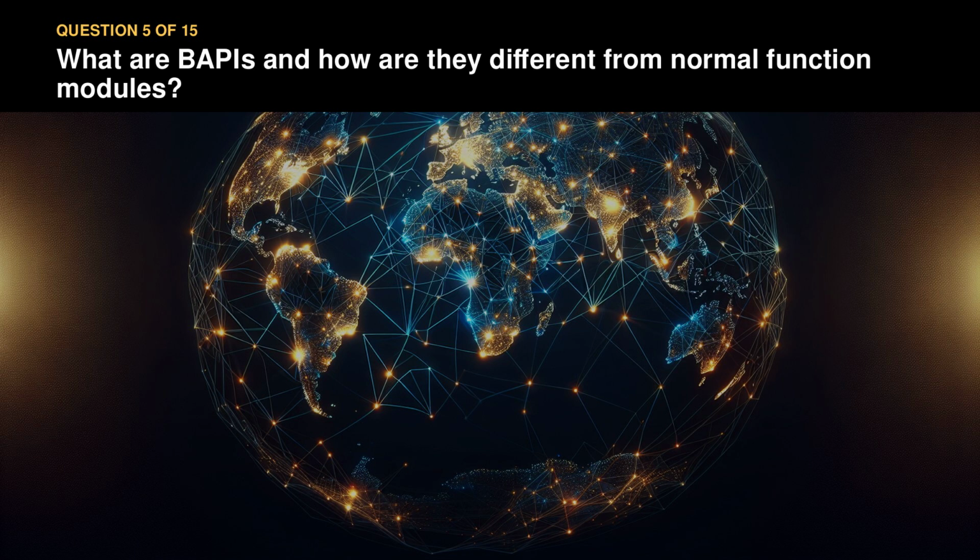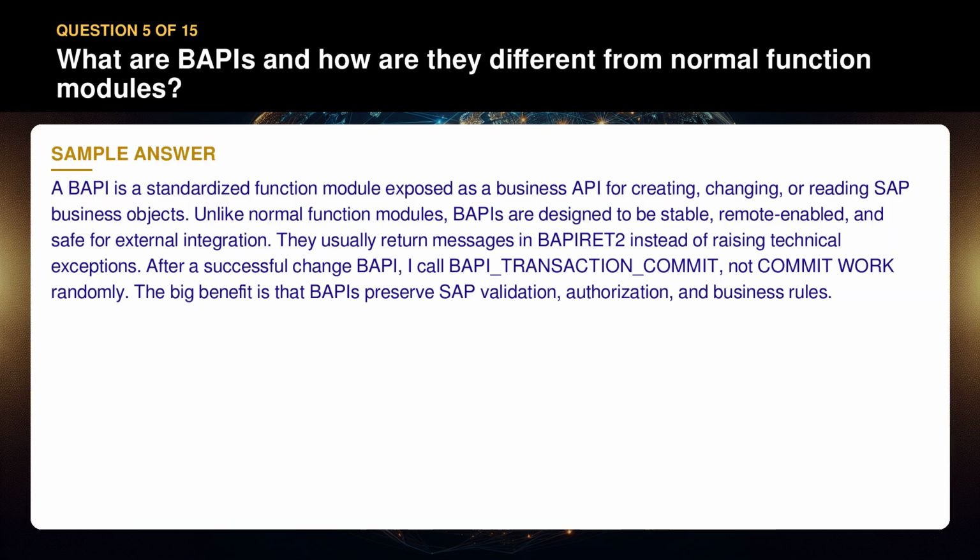Question 5. What are BAPIs, and how are they different from normal function modules? A BAPI is a standardized function module exposed as a business API for creating, changing, or reading SAP business objects. Unlike normal function modules, BAPIs are designed to be stable, remote-enabled, and safe for external integration. They usually return messages in BAPIRET2 instead of raising technical exceptions. After a successful change BAPI, I call BAPI_TRANSACTION_COMMIT, not commit work randomly. The big benefit is that BAPIs preserve SAP validation, authorization, and business rules.